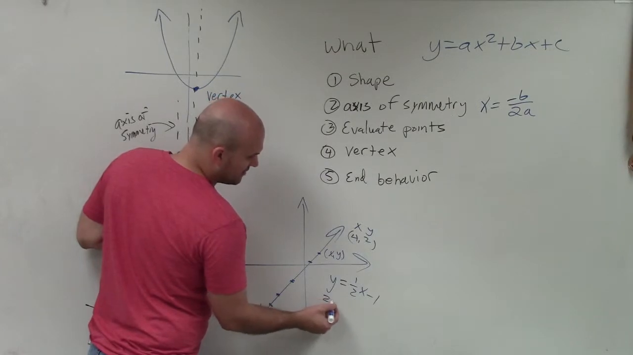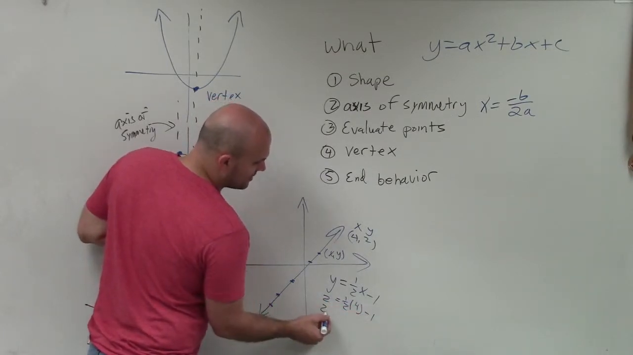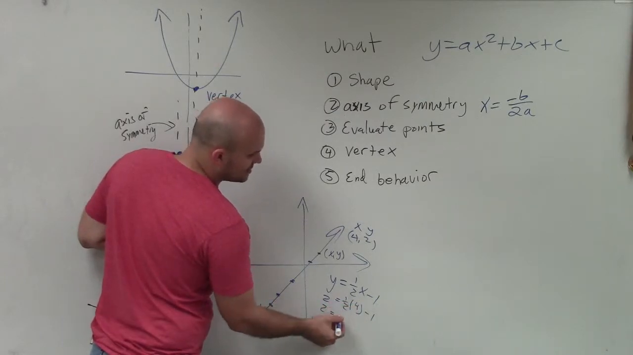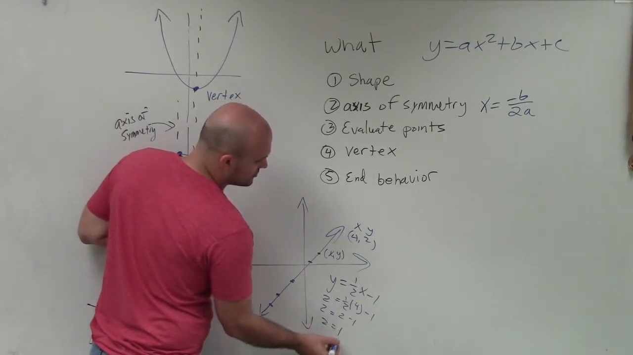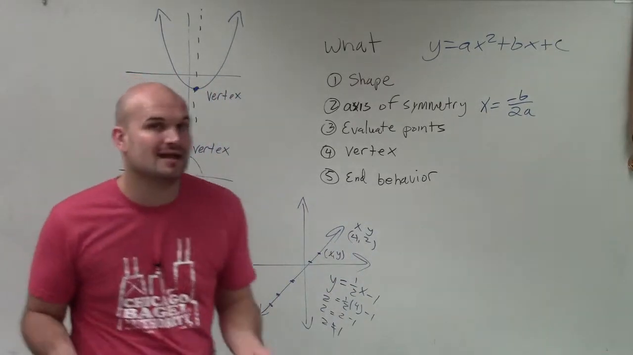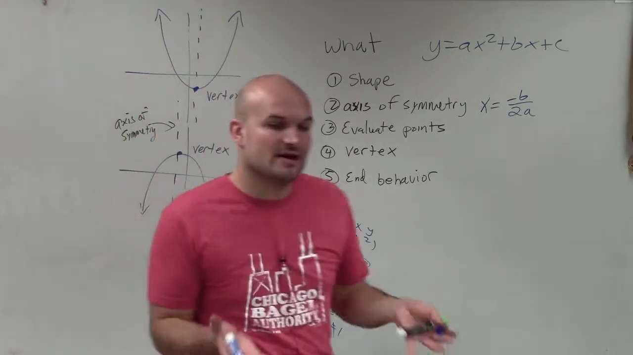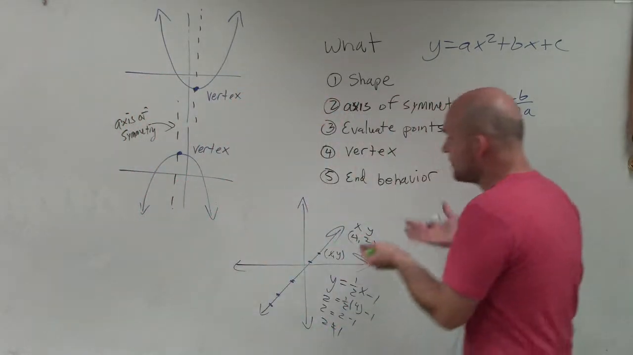I plug in 2 for y, and 1/2 times 4 for x, minus 1. So 2 equals 1/2 times 4, which is 2, minus 1. 2 equals 1? That does not hold, so (4, 2) is not a point on the line. The same thing is true with any function or equation that we're graphing.